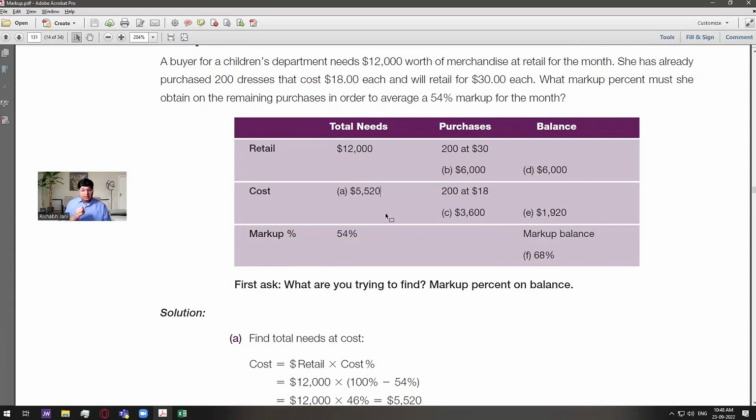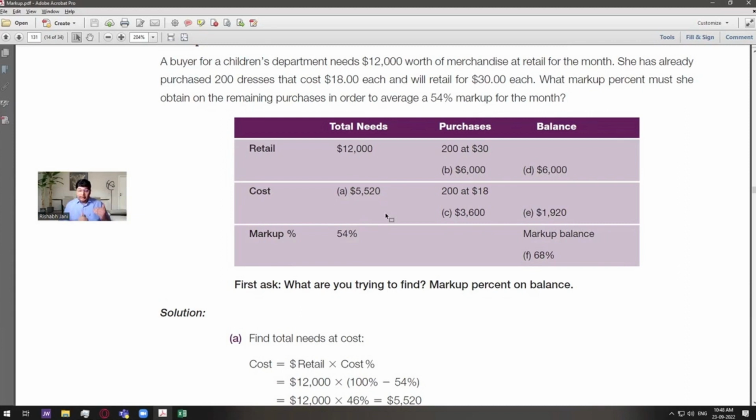Same thing for our cost. We have 200 dresses purchased at $18. Does it hit our 5520 mark? No, it's only 3,600. So we need to purchase more.